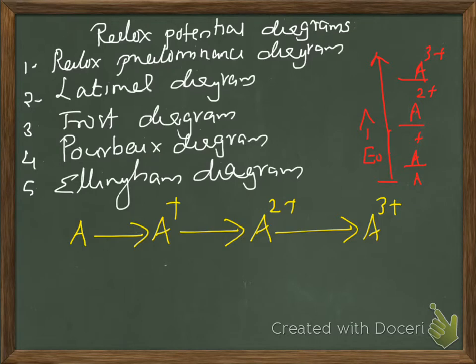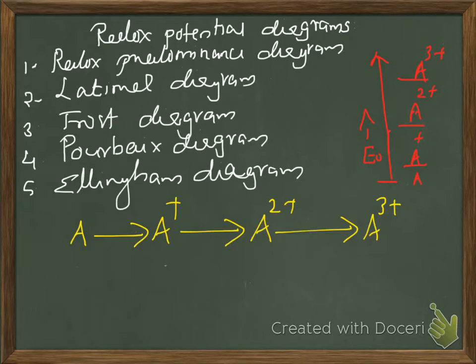Today we have to start with a new topic, redox potential diagrams. In the last session, we have seen about electrode potential or redox potential of a redox couple. Now we have to see how these potentials can be diagrammatically represented for the convenience of study and to make it more easy.